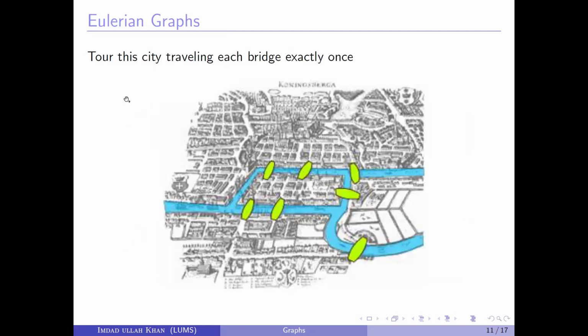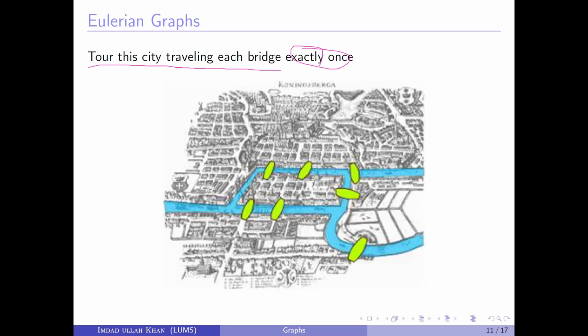This is another interesting problem or puzzle. This underlying map is a very old map of some city called Königsberg. The gray parts are the communities living in the city, the blue part is representing a river which passes through the city, and the green patches are the bridges. The challenge is that we want to tour this city traveling each bridge exactly once, which means that we want to walk through a bridge. We don't want to walk through this bridge twice, and we don't want to miss any bridge.